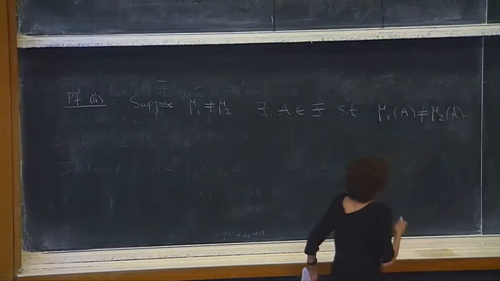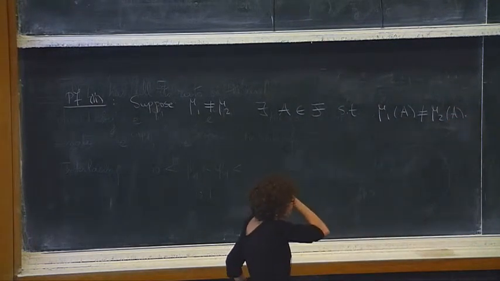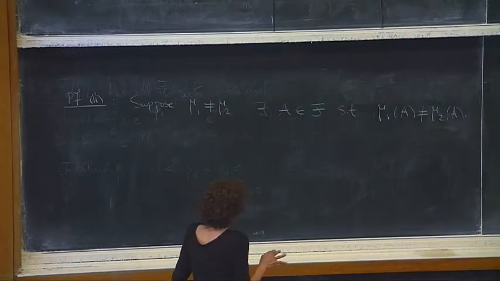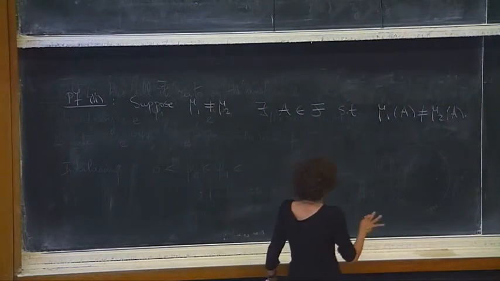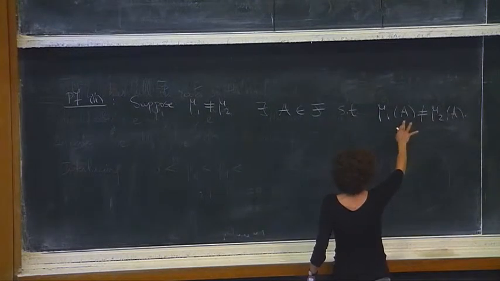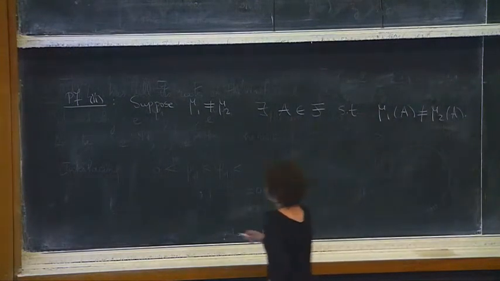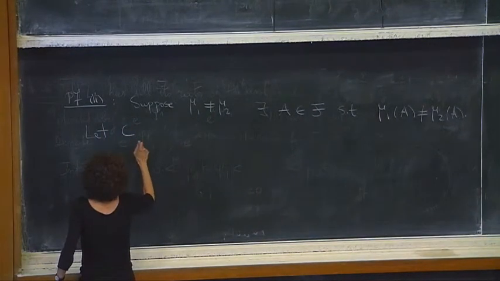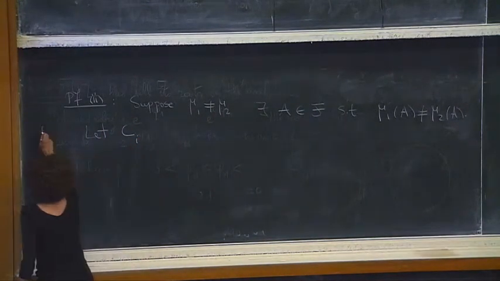Okay, great. And now my assumption is that both measures are ergodic. So I'm going to apply the ergodic theorem to the characteristic function of A, first under mu1 and then under mu2. So let me write, let's see, I of 1 or 2.